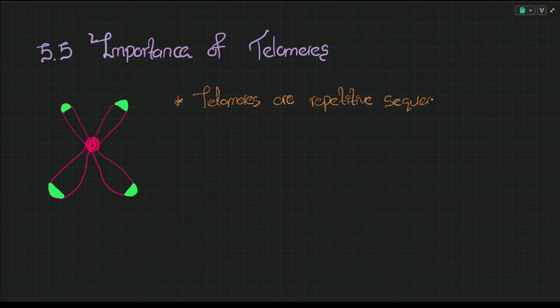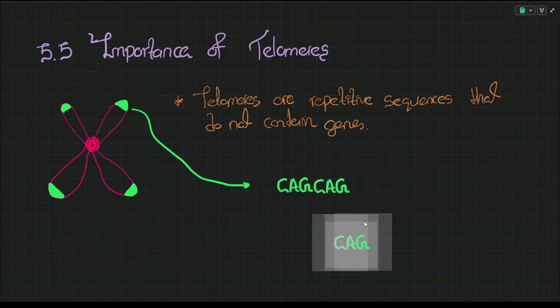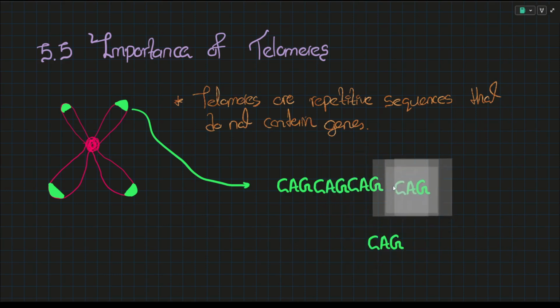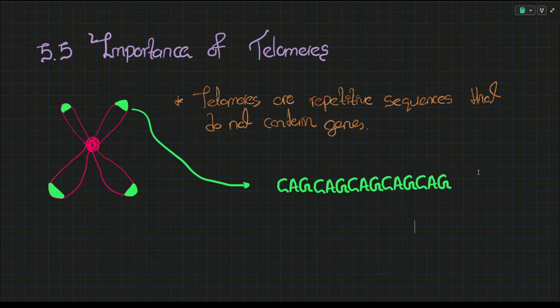Don't think of that too much for now. That do not contain genes. What does that mean? For example, if you take this telomere, you might have this repeat consistently. CAG repeat, CAG repeat, something like this. This is what you mean by repetitive nucleotide sequences. Repetitive nucleotide bases, that's what I mean.